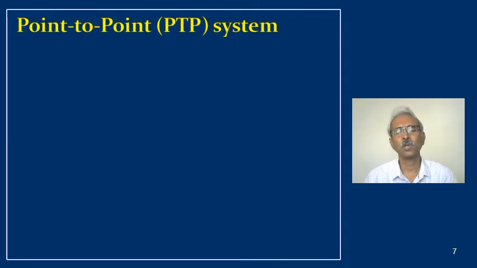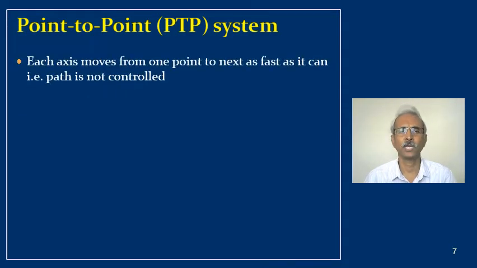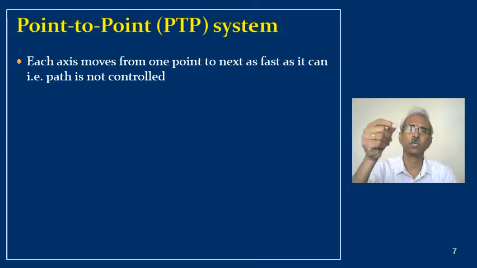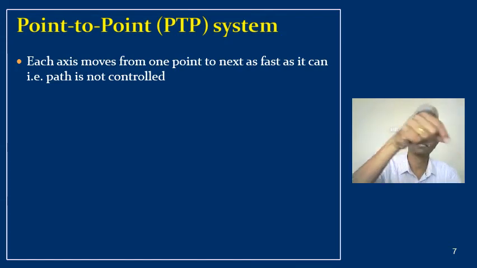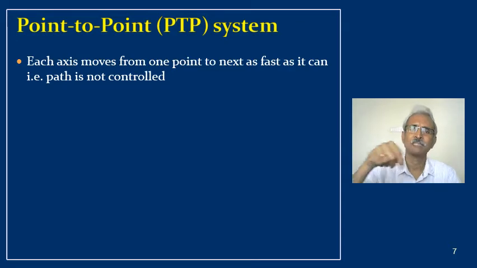So first is the point-to-point system. So what do we do here? Each axis moves from one point to the next as fast as it can. That is, the path is not controlled. So basically, when I say point-to-point robot, I need to move from one point to the other point as fast as I can. The path is not controlled. What does that mean? Whether I move along a straight line, take a circular path, or go along a step path or triangular path, it is not of concern. My objective is to move from one point to another point.